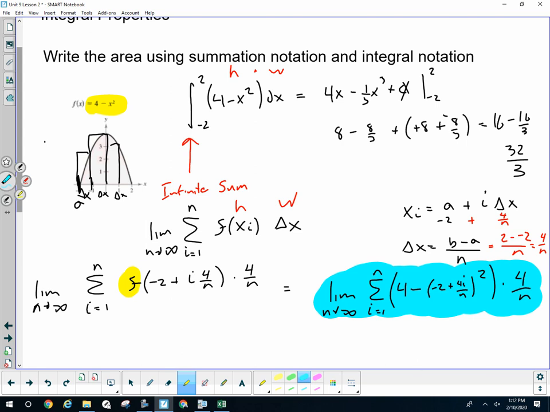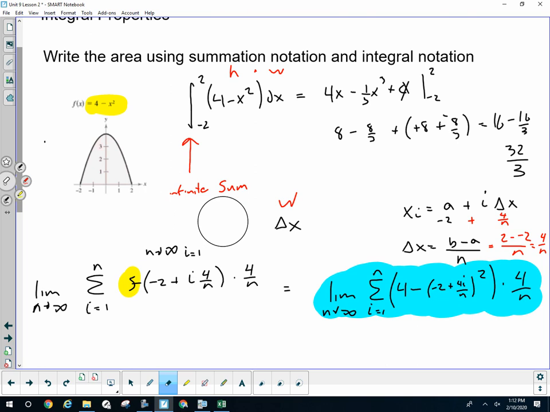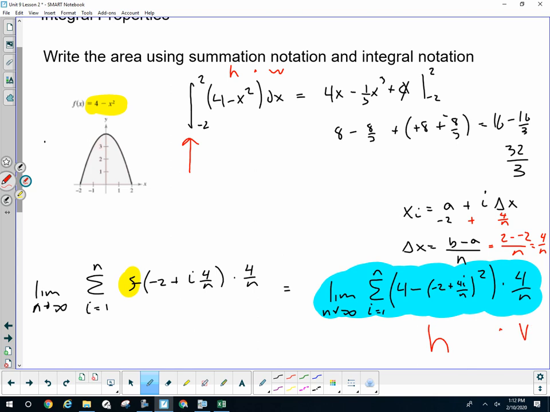Okay, let's talk about this. Where does this come from again? Okay, so we have heights times widths. We're using an infinite Riemann sum, right? Because we're talking about if I use an infinite amount of geometric shapes over an interval, my approximations will keep getting better and better and better, and they're approaching the actual value. So we're just going to use areas of rectangles, heights times widths.